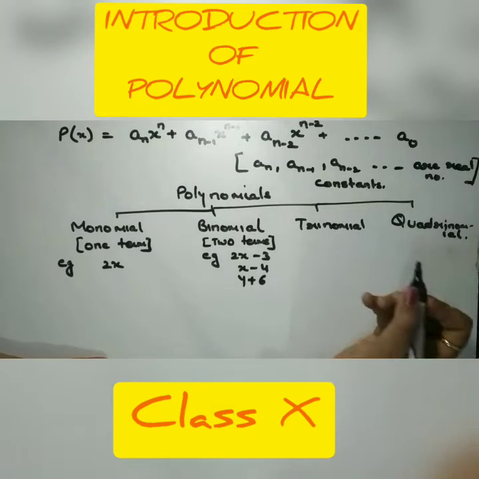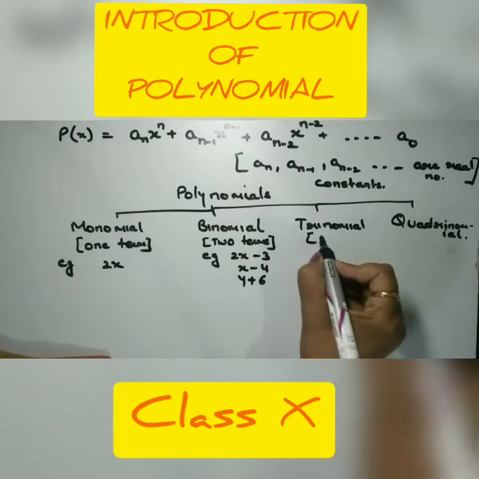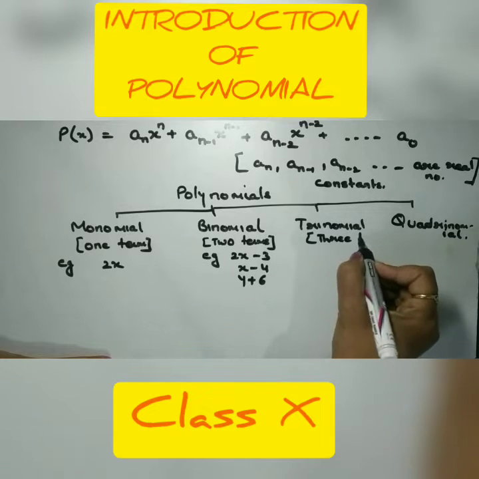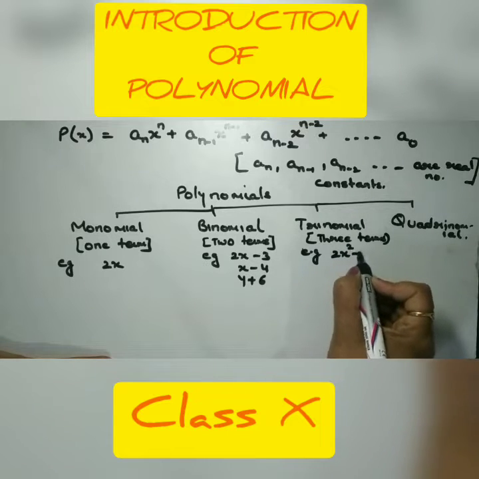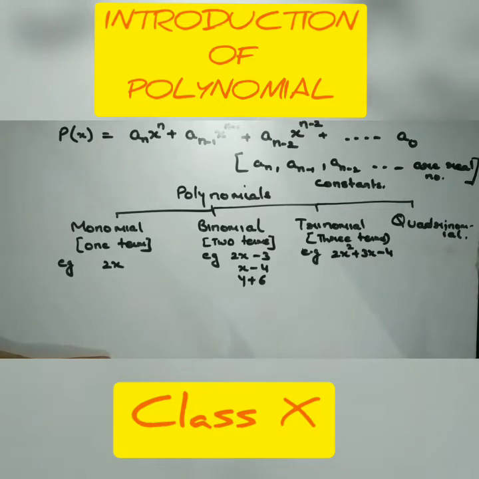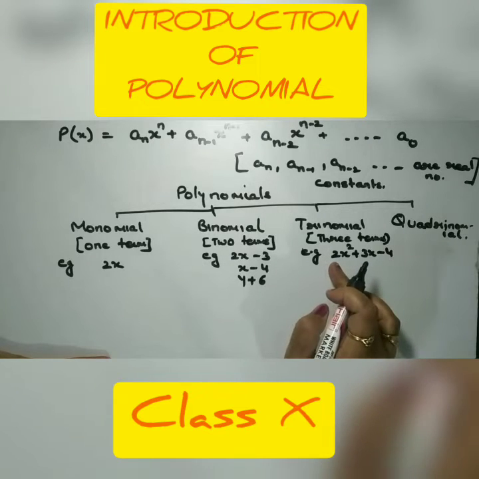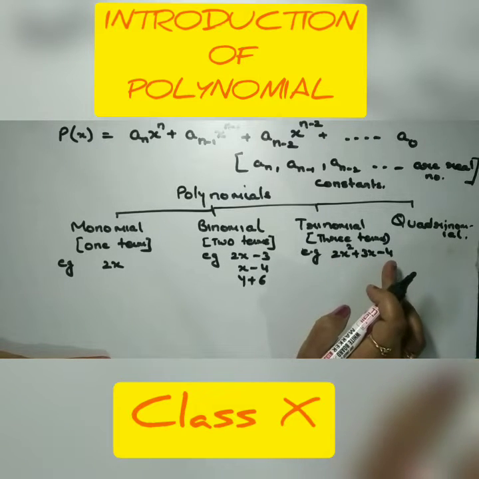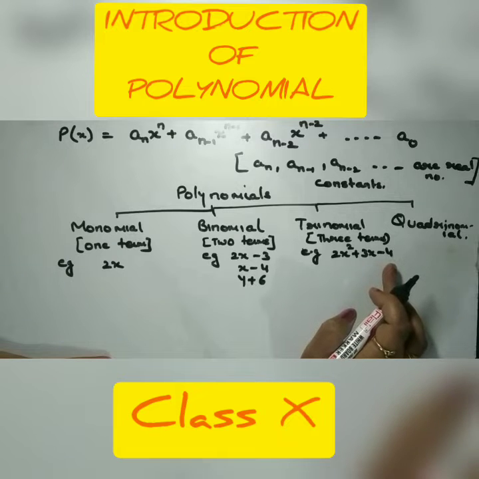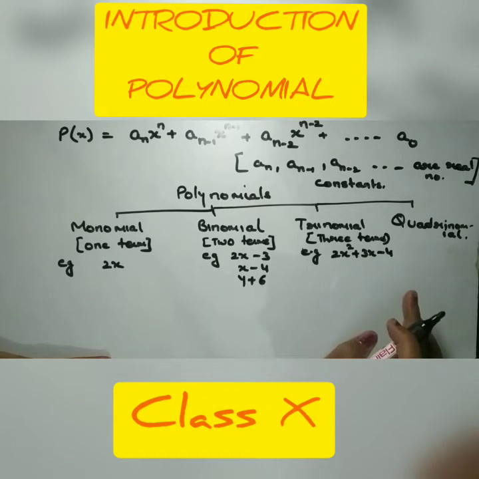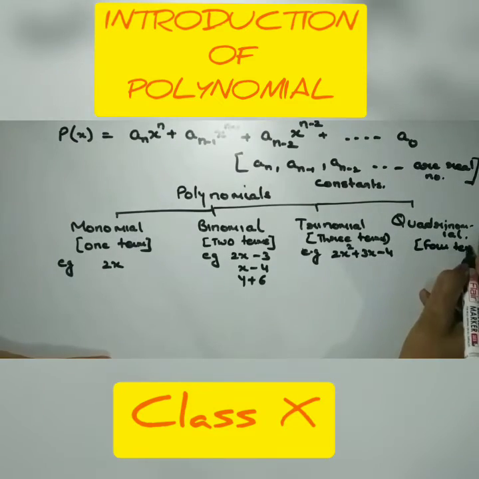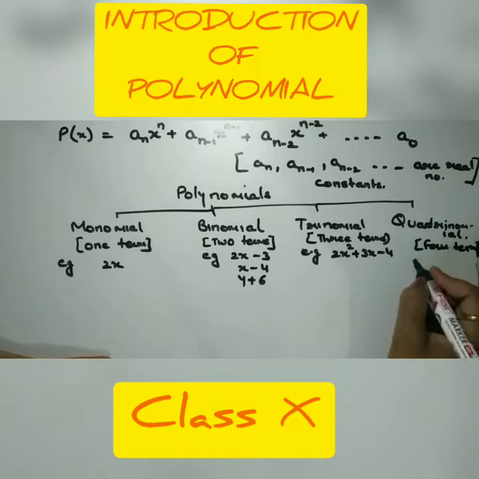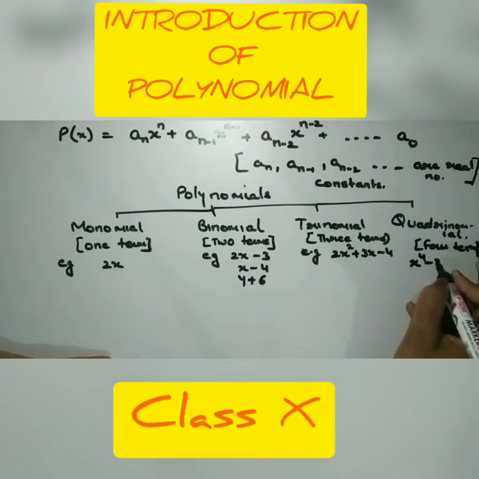The third type of polynomial, trinomial, name itself suggests it consists of three terms. Example, 2x square plus 3x minus 4. There are three terms. One term is 2x square, other one is 3x, other one is minus 4. When we are talking about the term, we have to consider the sign also. Quadrinomial consists of 4 terms. Example, I can write x power 4 minus 3x cube plus 2x square minus 2.